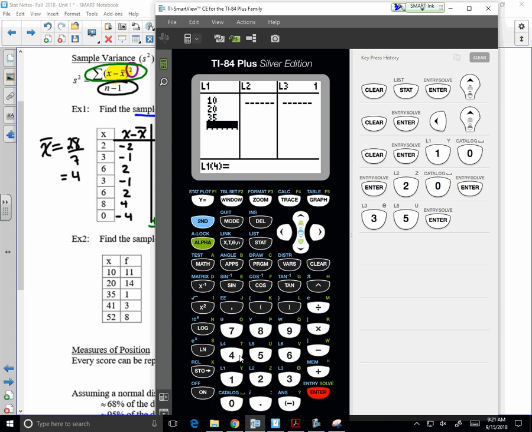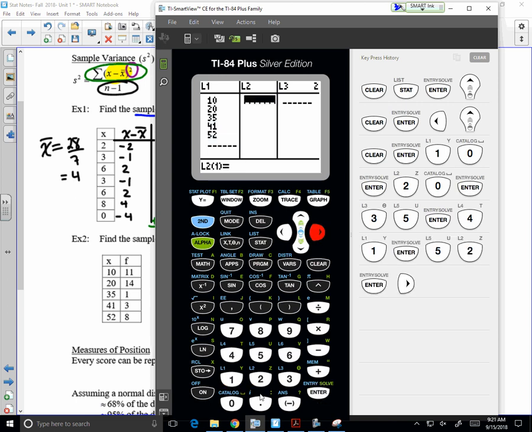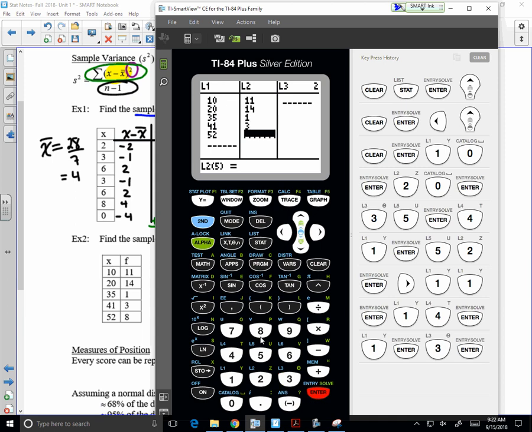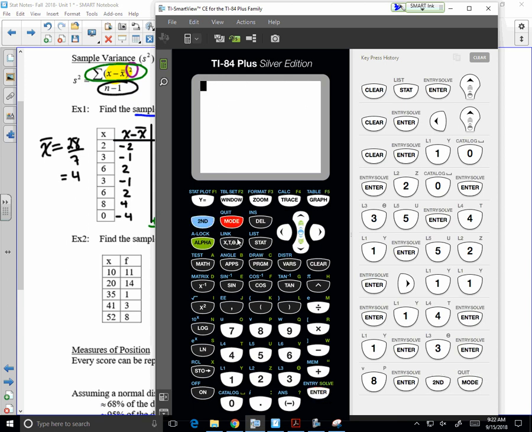Type in your data. Right arrow to get to L2. All right, so we have our information there. Quit out. So I'm doing the exact same process for a third time. So hopefully if you weren't paying attention the first two times, you're paying attention now.